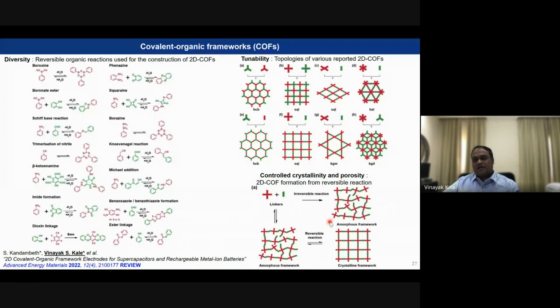So with this regular arrangement, we can tune the pore size or the porosity, and we can increase the surface area. So basically, with the help of COF, we can design the material as per our choice. We can stitch or do molecular engineering, and we can apply it to whatever purpose. For example, in my case, I apply it in energy storage application.